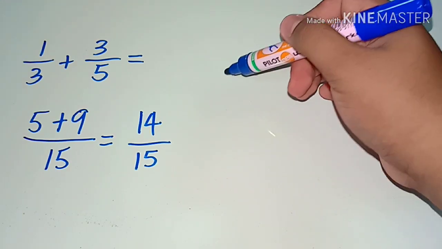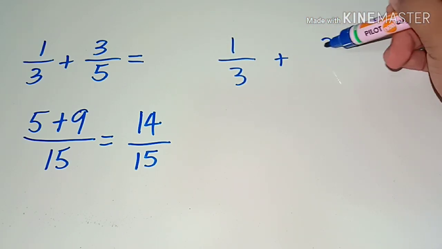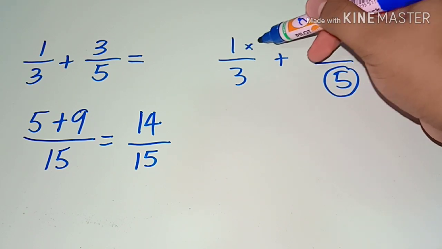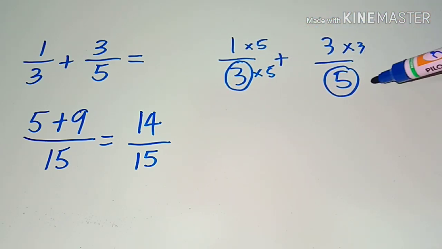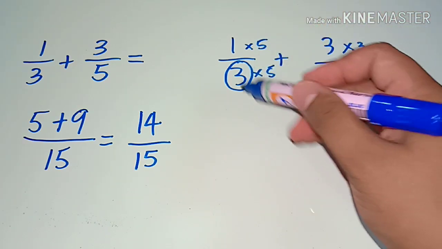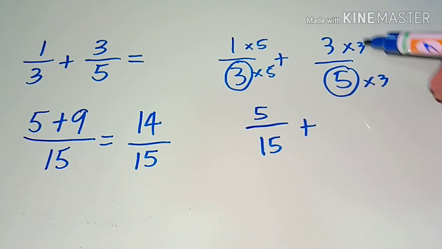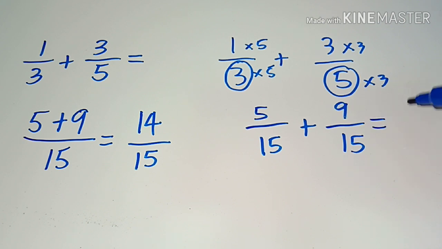Okay, let's try to use another method, the one with helping each other. So 1/3 plus 3/5. You will use 5 to multiply on this side, and we will use 3 to multiply on this side, so they're helping each other. So that will become 1 times 5, 5, 3 times 5, 15, plus 3 times 3, 9, 5 times 3, 15. Therefore, 5 plus 9 is 14 over 15. So when you add 1/3 plus 3/5, it will give you 14 over 15.